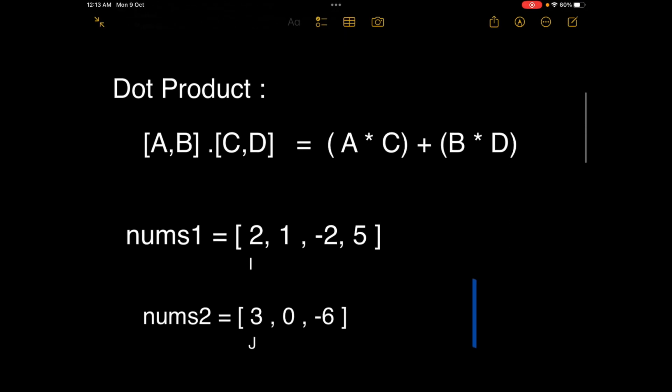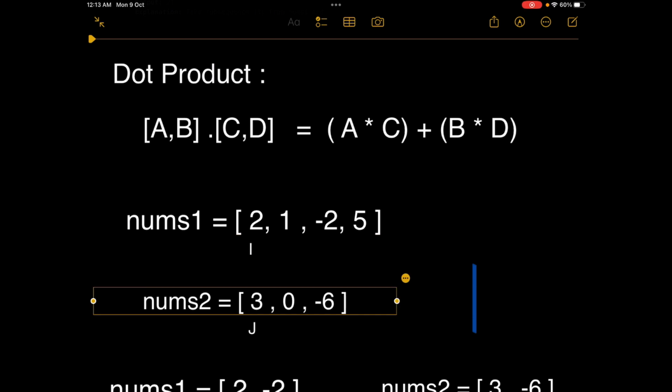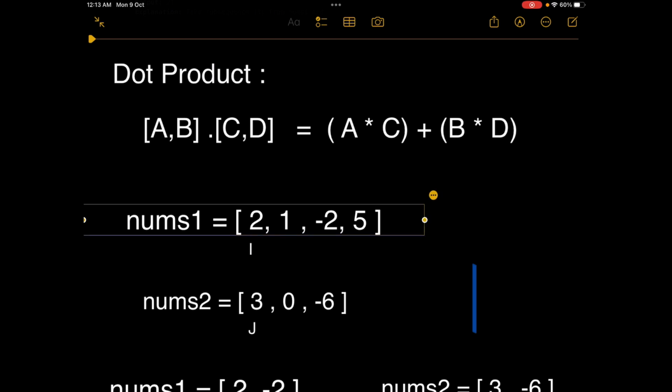We have these two sequences nums1 and nums2. If we solve it iteratively, we are going to start with two loops, and in the first loop we are going to create subsequences. As we know, we have to create subsequences such that the dot product of the two subsequences is maximum.